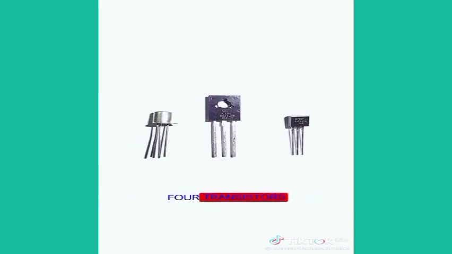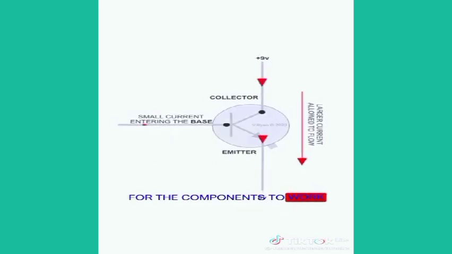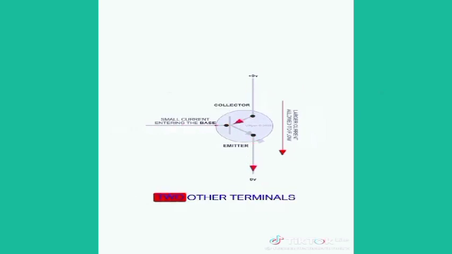4. Transistors. These components are easy to identify through their three terminals. For the components to work, voltage has to be applied to one of them, the base terminal. The base can then control current flow at the two other terminals, the emitter and collector.